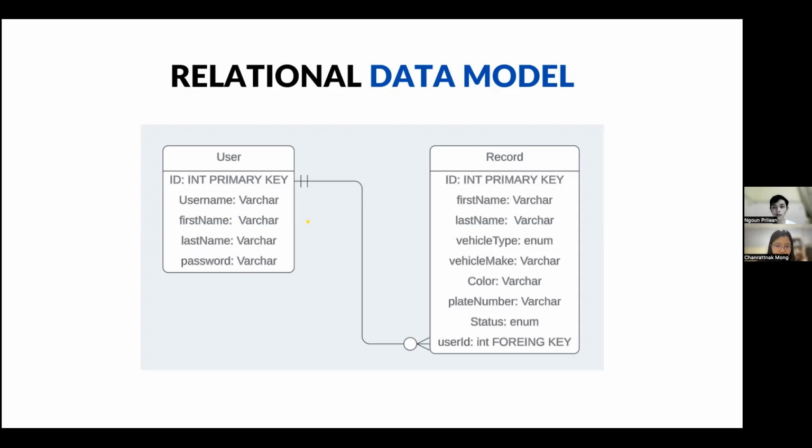We will store tons of records, and those records will be stored under their respective users. Here we use crow's foot notation, which shows that a user can have many records, or at the minimum 0 records, but a record needs to have one user and only one user. A record cannot exist on its own because it would become redundant. So a record needs to be managed by at least one and only one user.